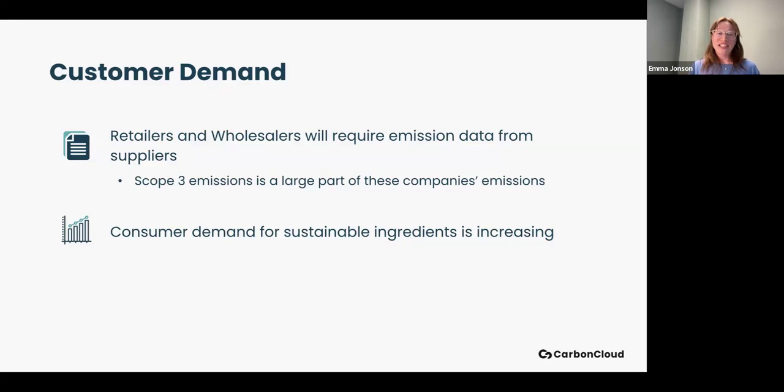And then we have also seen that there is a customer demand for sustainable ingredients. So we have examples of customers that have used product footprints as a part of their marketing strategy in a successful way.